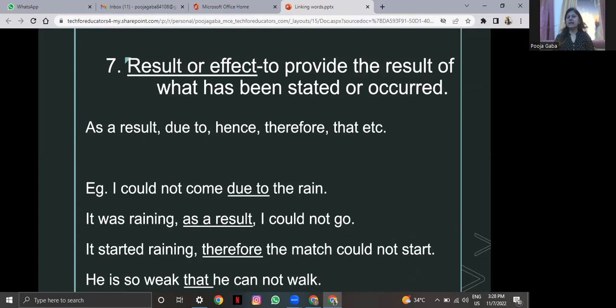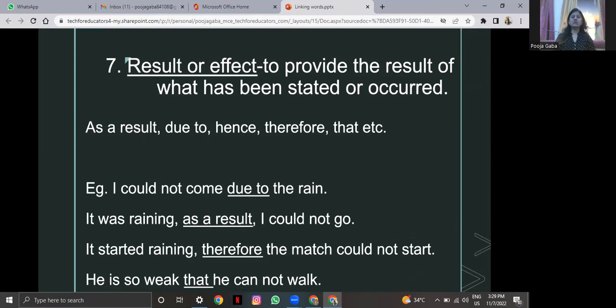The same sentence can be reframed in this way also. It was raining. As a result, I could not go. Now, here you can see the difference. I could not come is the effect, and rain is the reason. The result is given first and then the reason. In the second sentence, when we use as a result, the reason is given first and then the result.